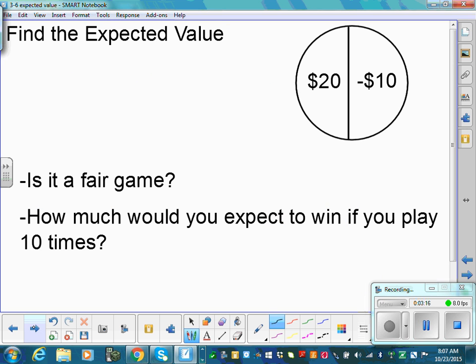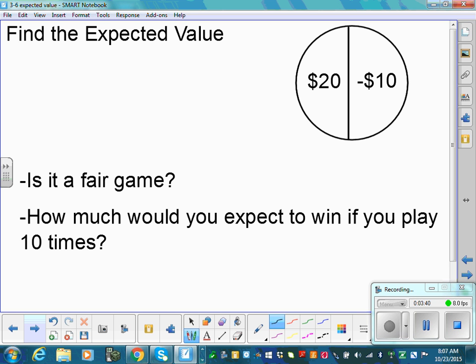All right, so here's our first example. So it says, first of all, find the expected value. We're given this little spinner here, and I'm telling you, if we spin the spinner, we have this half, you'll land on $20. If you land on $20, you get to keep $20. If you land on this side of the spinner, you're going to lose $10.